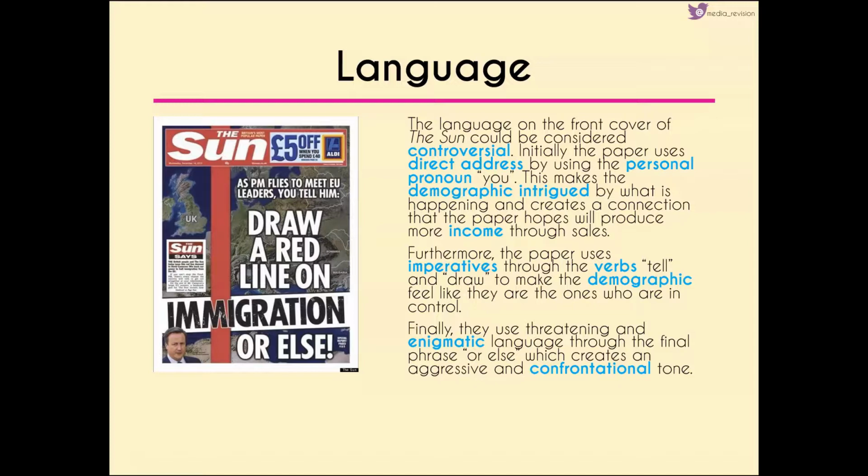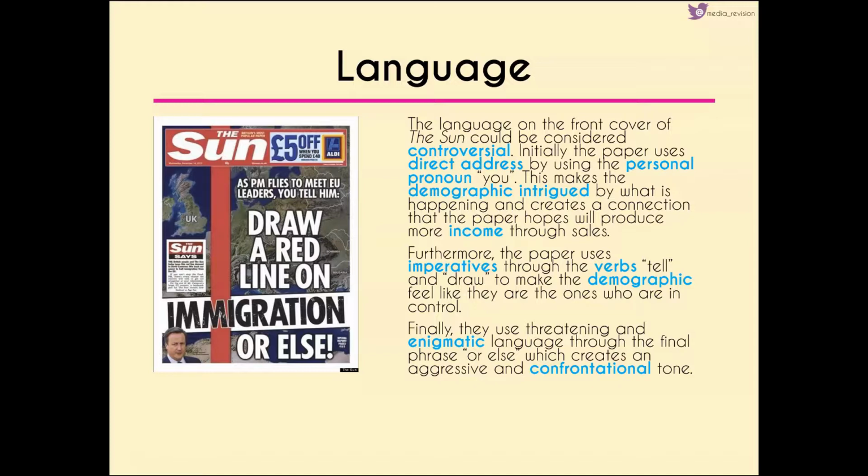The language on the front cover of the Sun could be considered controversial. Initially, the paper uses direct address by using the personal pronoun you. This makes the demographic intrigued by what is happening and creates a connection that the paper hopes will produce more income through sales.